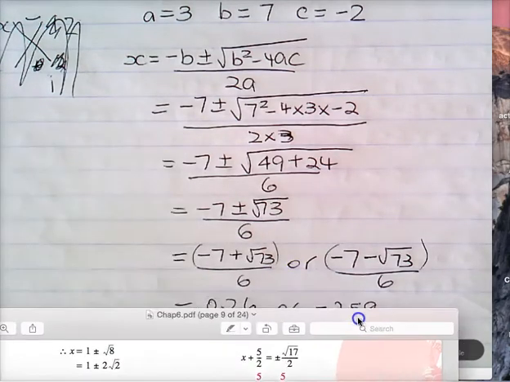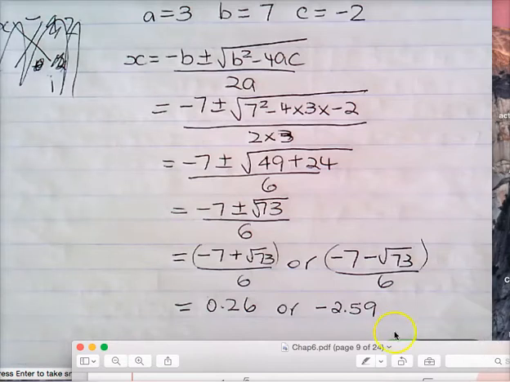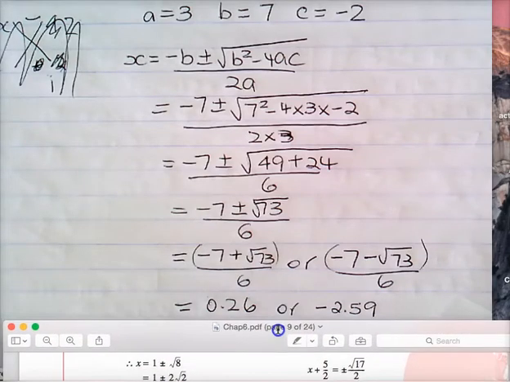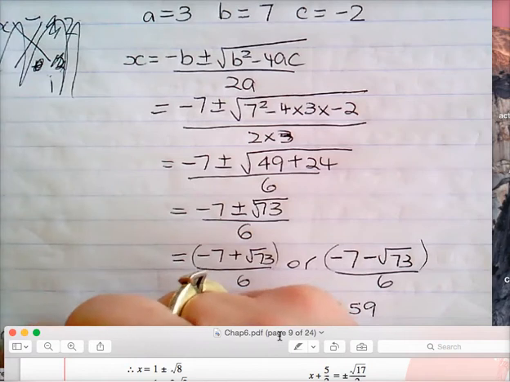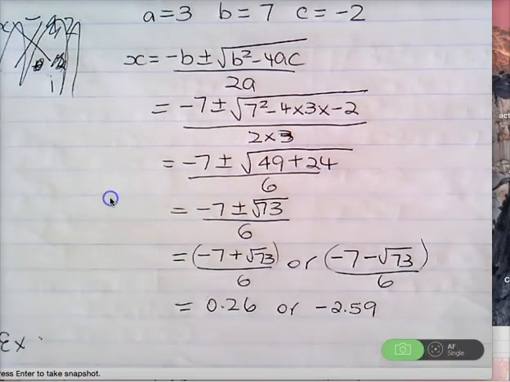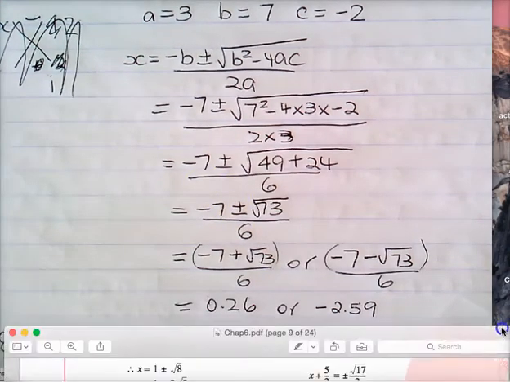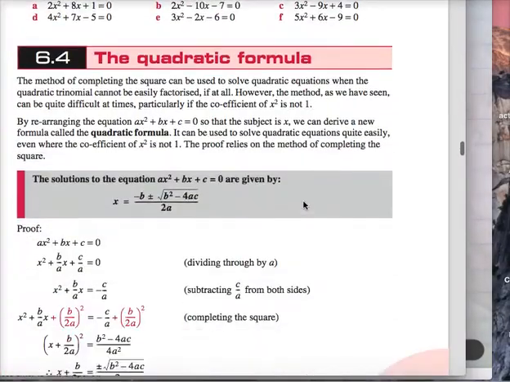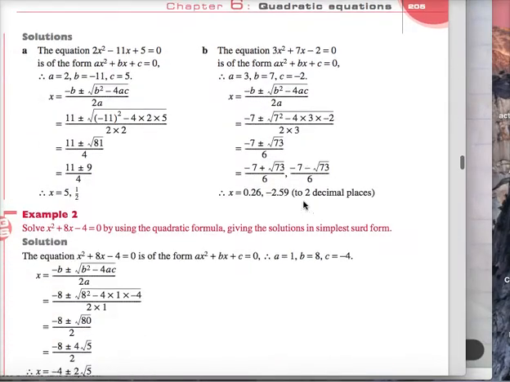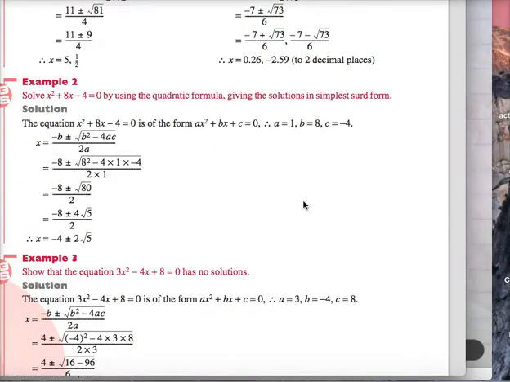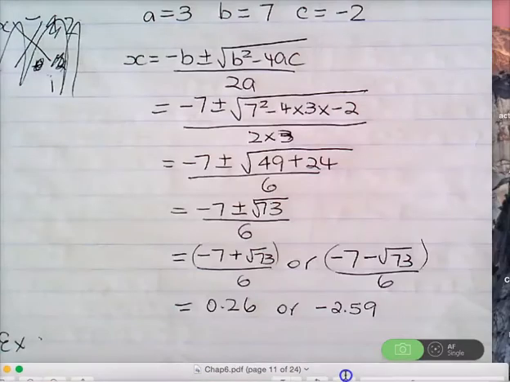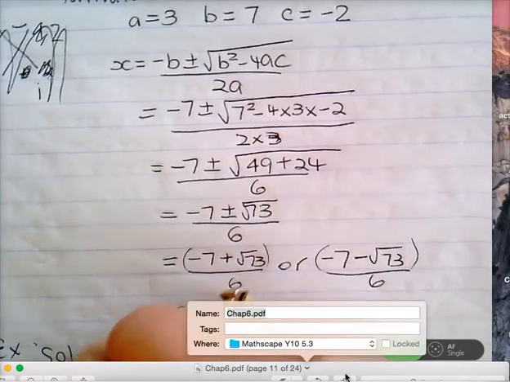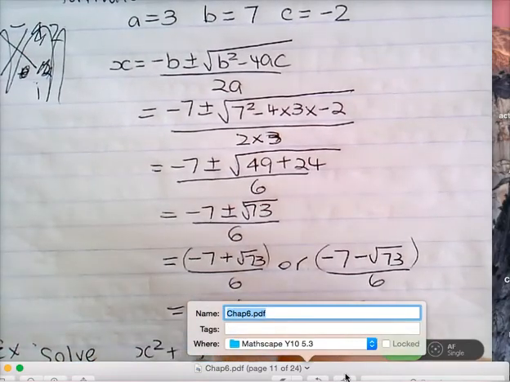Next question. Girls, I'm doing another question. I need to do a few more. I need to do this one: x squared plus 8x minus 4 equals 0.